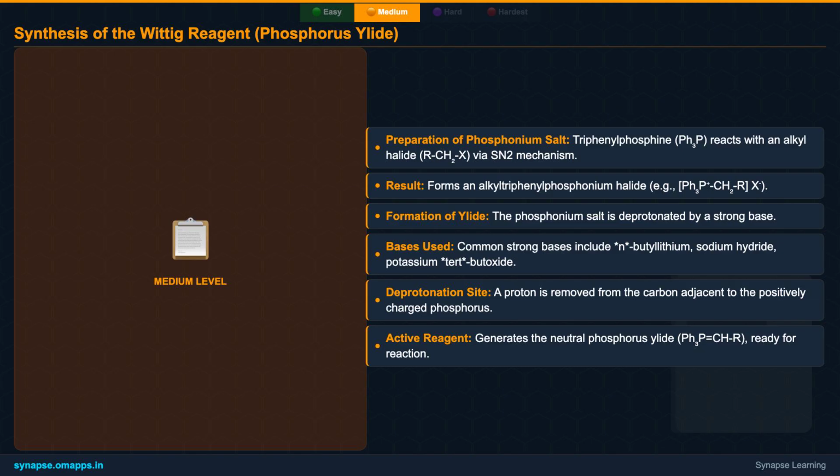In the second step, this phosphonium salt is treated with a strong base, such as n-butyllithium or sodium hydride. The base deprotonates the carbon atom adjacent to the positively charged phosphorus. This removal of a proton generates the neutral phosphorus ylide, which is the active Wittig reagent. The choice of alkyl halide determines the R group that will be part of your new alkene.